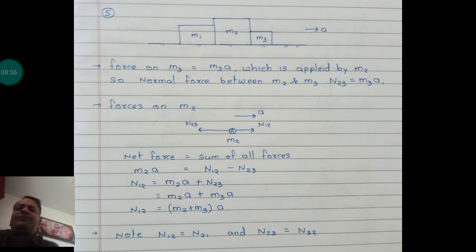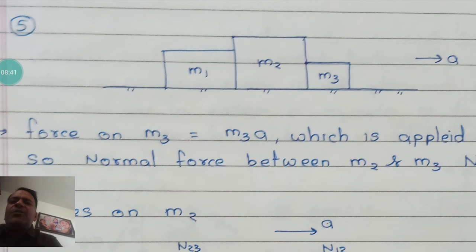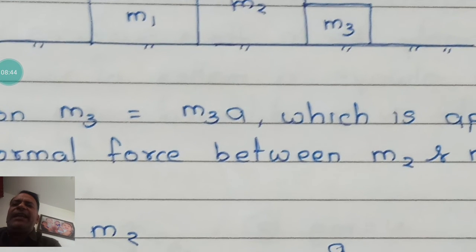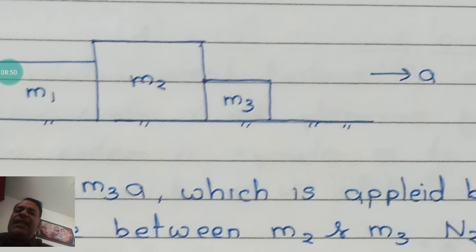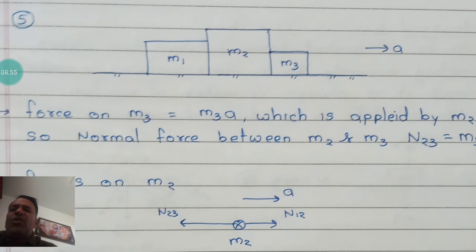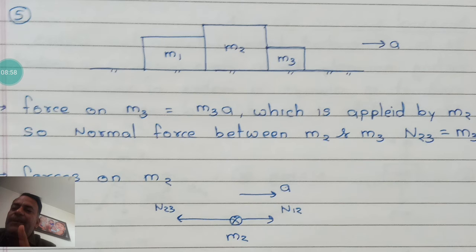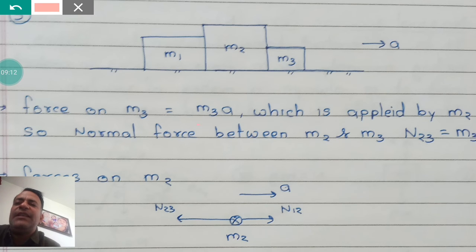Okay, now take a look at this. Here I have 3 bodies instead of 1: body M1, body M2 and body M3. And they are all moving with acceleration a. Now the first thing I'm going to do is find the total force on M3. Suppose there are many different forces, about 1000 forces acting on body M3, but the resulting force acting on M3 will be M3 into a, which is applied by M2.